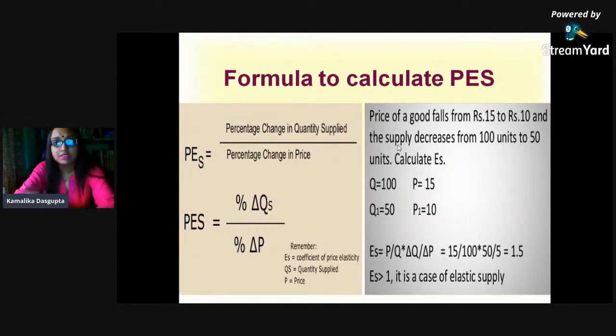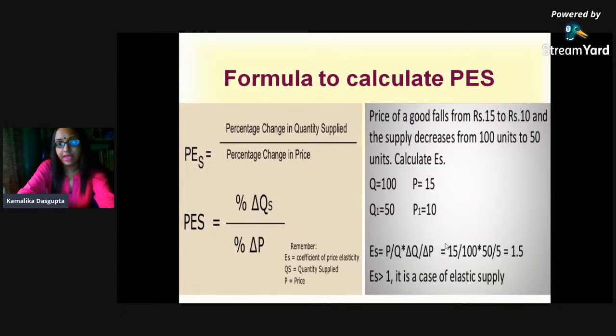As we can see on the right hand side, the price of a good falls from rupees 15 to rupees 10, and the supply decreases from 100 units to 50 units. So what is my price elasticity of supply? My old quantity is 100, new quantity is 50. So what is my percentage change in quantity? Obviously 50%. And price changes from 15 to 10. Price was 15 before, now it becomes 10. So what is my percentage change?